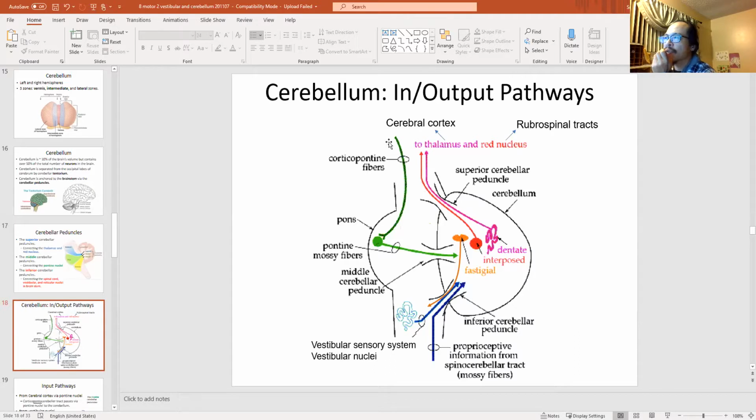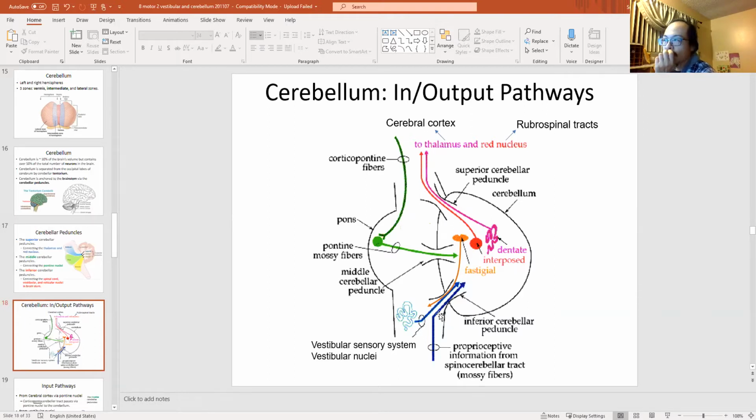So the cortex sends signal to the cerebellum and goes through the pontine. So we have the cortical pontine and then pontocerebellar tracts going through the middle cerebellar peduncle right here, middle cerebellar peduncle. Now the inferior cerebellar peduncle receives both input and output.